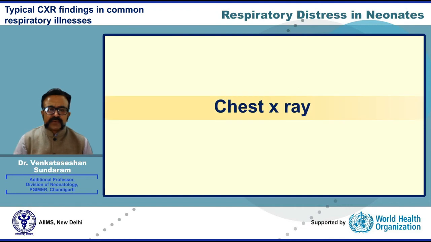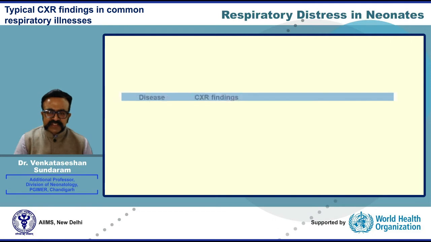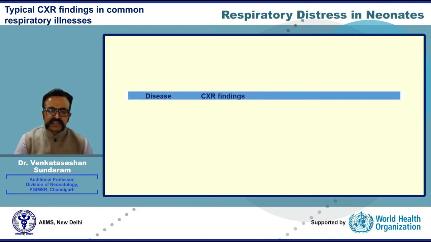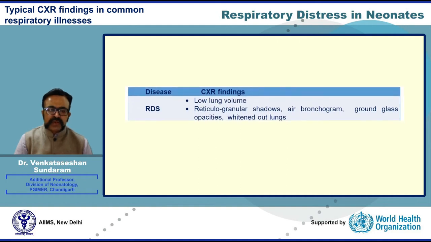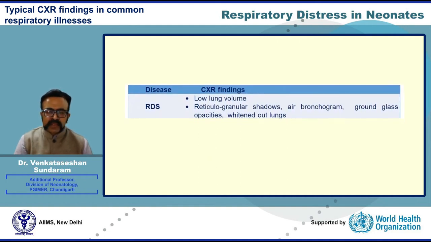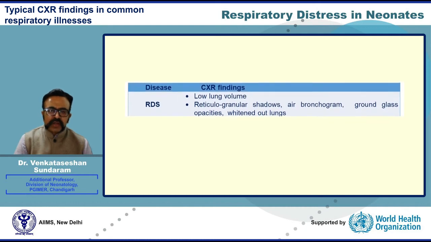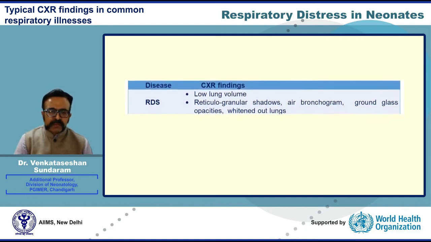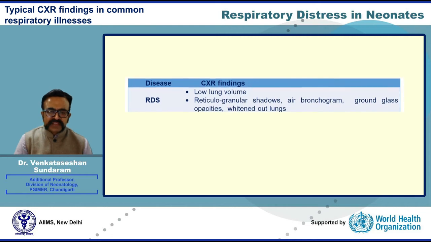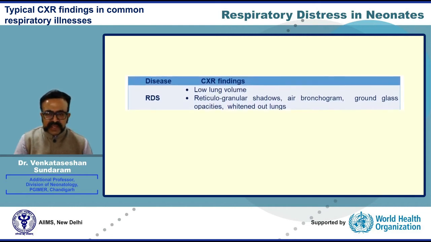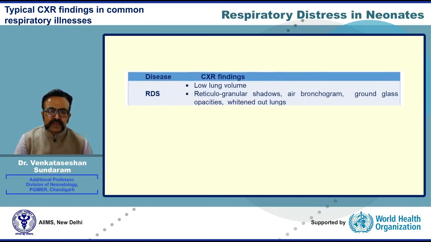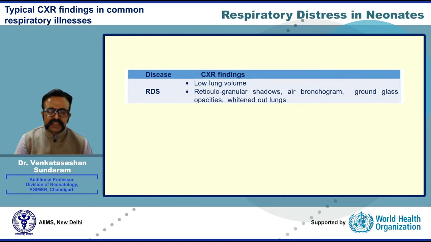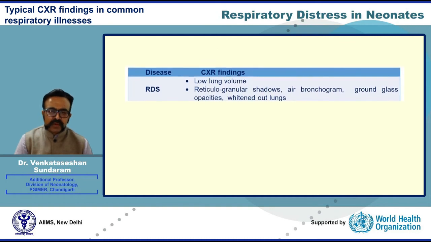Chest X-ray plays a crucial role in diagnosis and management. So these are all the various chest X-rays. I took 4 common conditions to depict chest X-rays. A chest X-ray with a low lung volume, reticulogranular shadows, air bronchogram, ground glass opacities, or whitened out lung points more towards RDS as a diagnosis. Low lung volume would be defined as the number of posterior intercostal spaces in the right hemithorax being less than 7, while on room air.